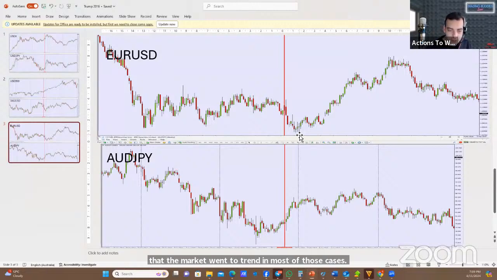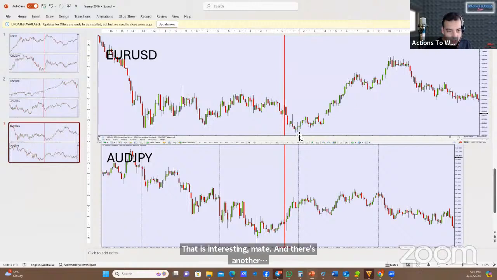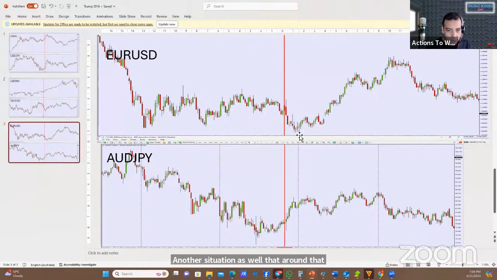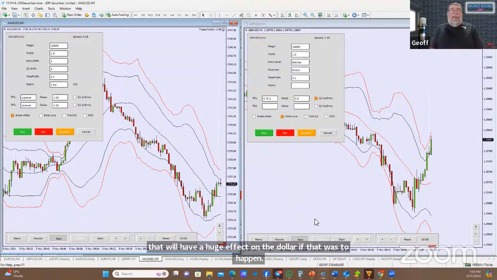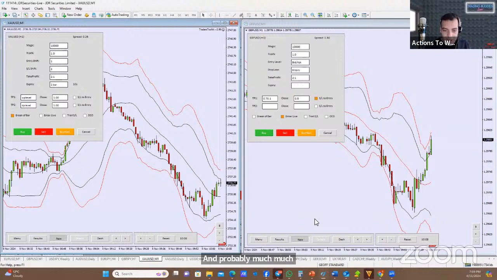That is interesting, mate. And there's another situation as well that around that particular time there will be a vote on the debt ceiling. Certainly this time round, so early in January they'll be voting on the debt ceiling. And at some point you would imagine that they won't raise it. Will it be this time? It's very difficult to say. But that will have a huge effect on the dollar if that was to happen.